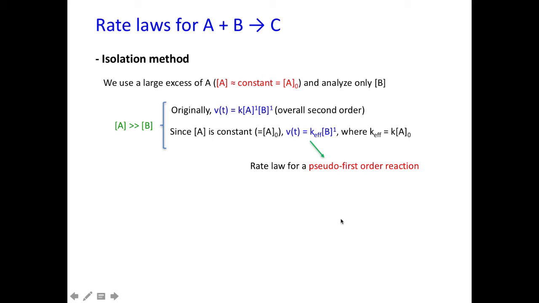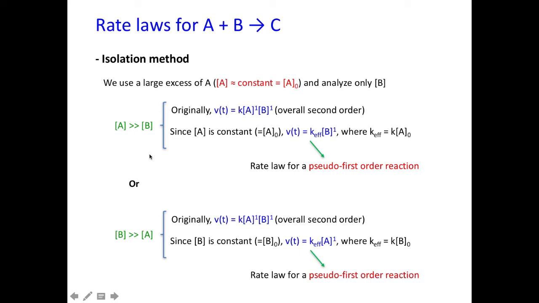And if we make these approximations, we can now solve for B so that we find the k effective. And if we find k effective, we can also find k, because you know that k effective, the effective rate constant, is given by the real rate constant multiplied by the initial concentration of A.